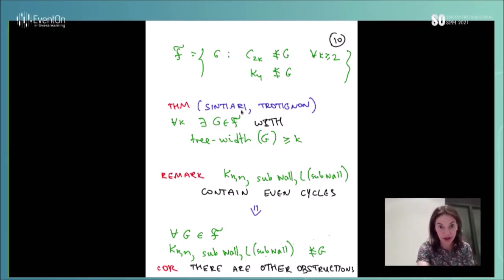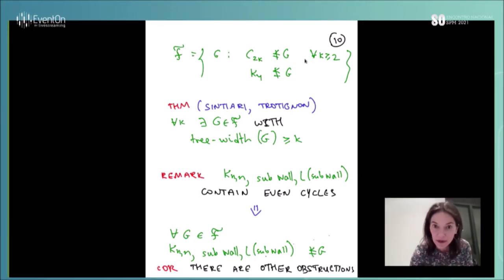So they proved that if you take the following family of graphs, which doesn't have K4, doesn't have four pairwise adjacent vertices, and does not contain any even induced cycles, it doesn't contain, as an induced subgraph, any cycle with an even number of vertices, then for every k, there's a graph in this family with treewidth at least k. So this family does not have bounded treewidth. Why is it bad?